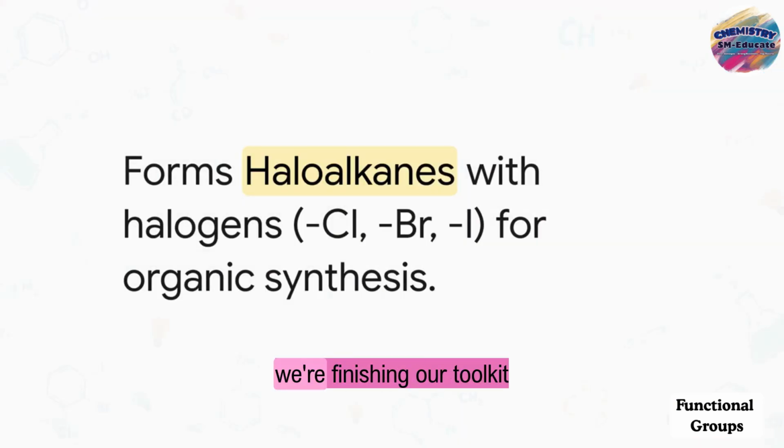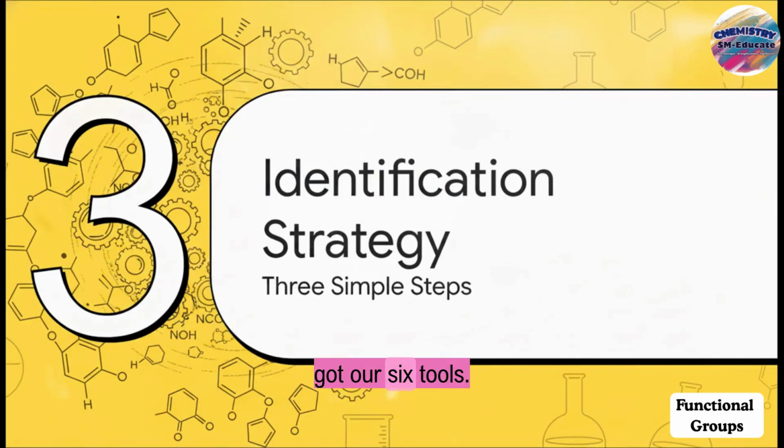Last but not least, we're finishing our toolkit with the red tool, the Halo Group. This involves the halogens, specifically chlorine, bromine, or iodine. When one or more hydrogen atoms in a hydrocarbon get swapped out for these halogens, they form the haloalkanes family. Chloromethane and bromoethane are great examples here, and they are incredibly useful in industrial manufacturing and organic synthesis. So we've got our 6 tools.